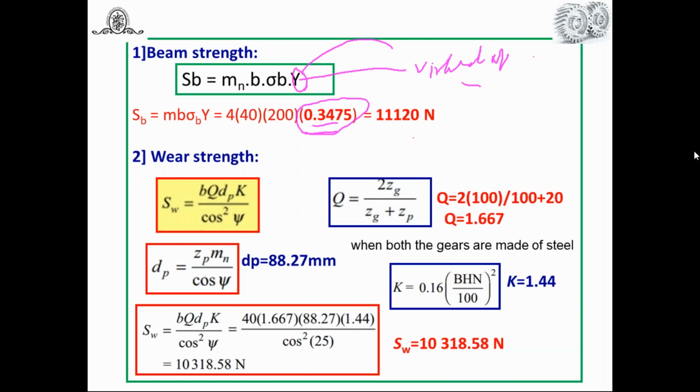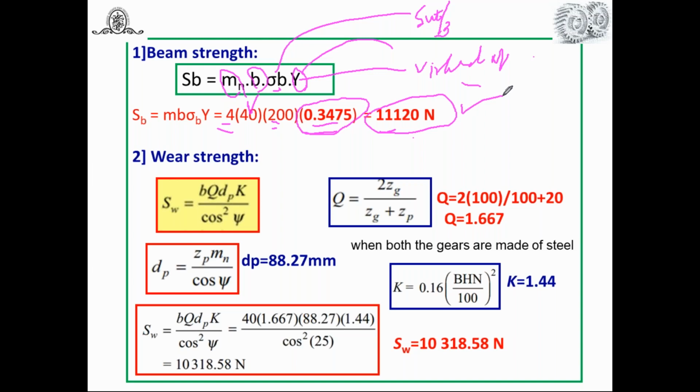Okay, then the normal module. In this problem, the normal module MN is given as 4. The face width is also given, 40 mm, and sigma b is equal to Sut by 3. We have calculated 600 by 3, that is 200. So you can calculate the beam strength, and you will get 11,120 Newton.